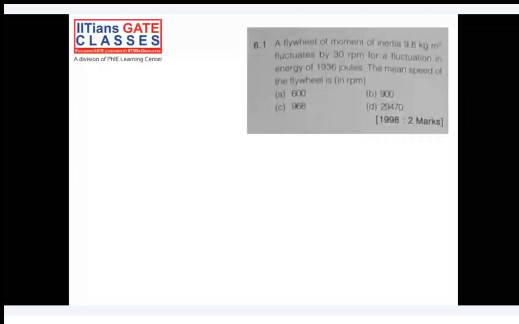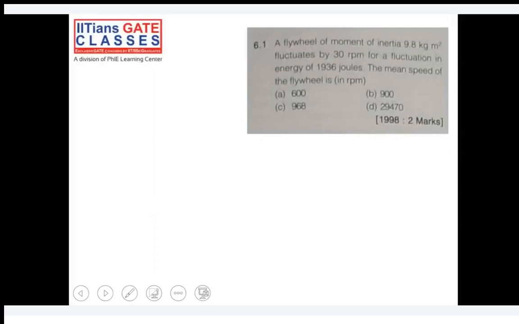For example, if the load on the engine is constant, it will work at a constant speed. As you change the loading, the engine speed is likely to change, and in order to maintain that, we use a governor there. So this is the basic background behind it. Let's come to the questions now.